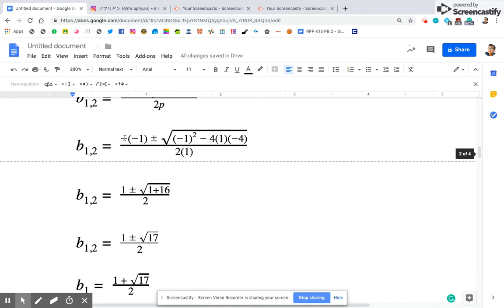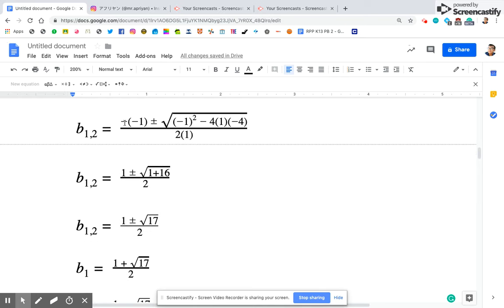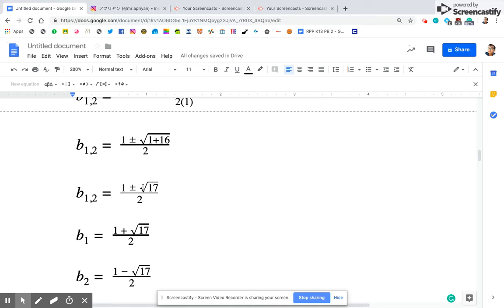Okay, let's just simplify this equation. Negative of negative 1 is 1. Plus minus negative 1 squared is 1. Negative 4 times 1 is negative 4, times negative 4 becomes positive 16. So we have 1 plus minus square root of 17 all over 2.